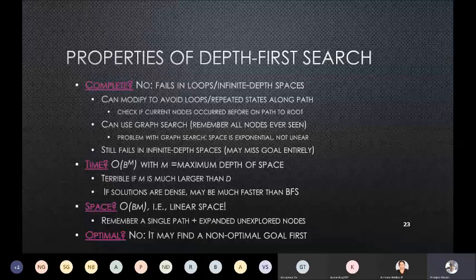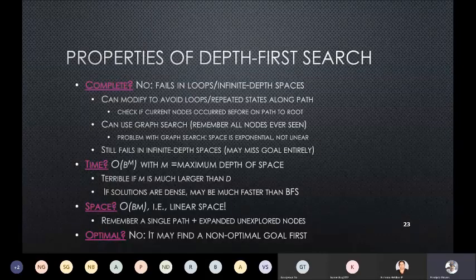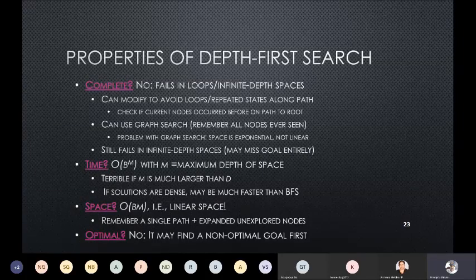Or if there is any infinite depth, as we initially said that for many practical problems, like in the case of chess, I may have an infinite or very big number of states. It's not infinite, but a very big number of states, and if I reach one such very long path, then the search can get stuck on that. And here the time complexity is also an exponential function, b to the power m, where m is the maximum depth of the space.